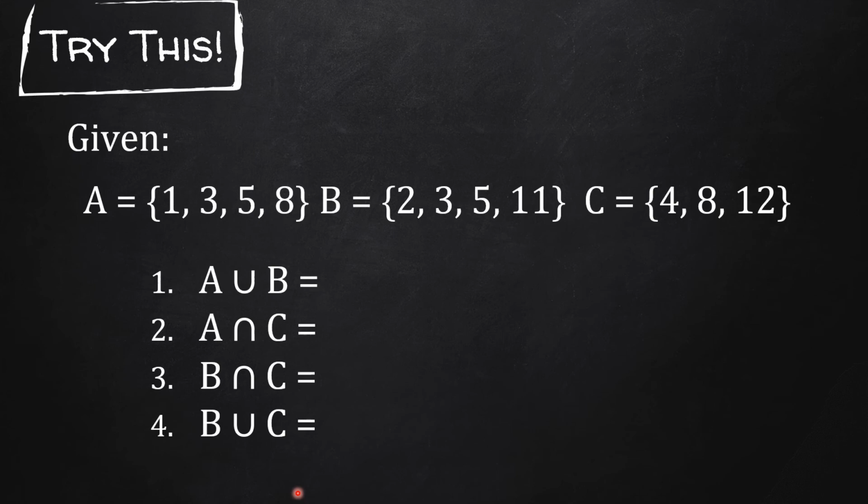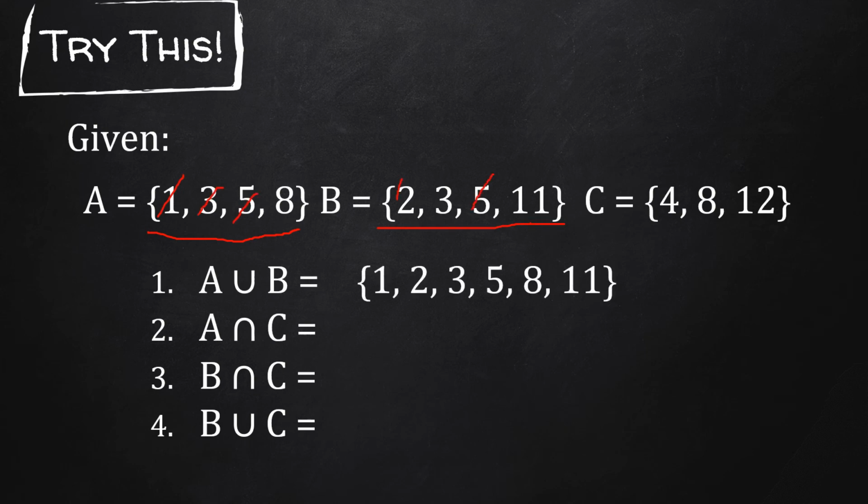Now let's answer the given problem. This is the answer for A union B. To get this answer, we will just have to combine the sets A and B. So we will have 1, 2, 3, 5, 8, and 11. For A intersection C, we will just get the common elements of set A and set C. So their common element is 8.